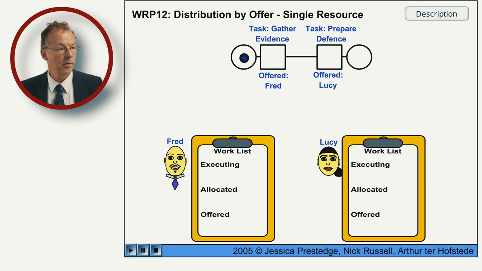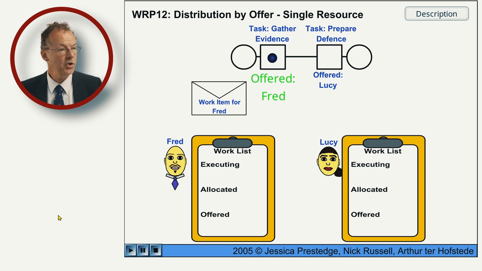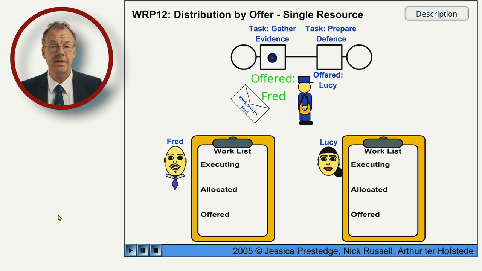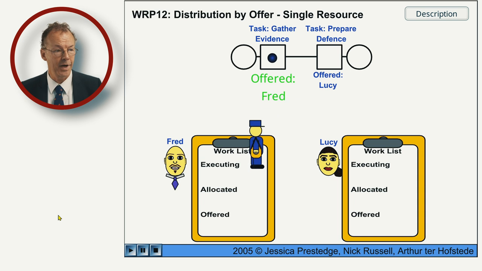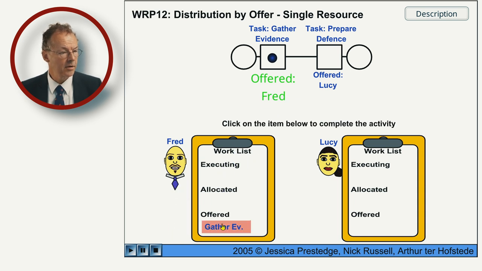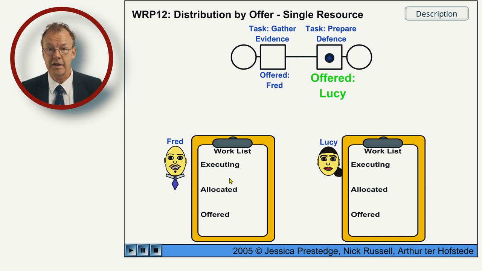So here's a simple workflow. The first task is gather evidence, and we start the flash animation, and the first work item is directly offered to Fred, and Fred has it offered, and then now it's allocated to him. Then he goes to started and then executing, and finally it's finished.